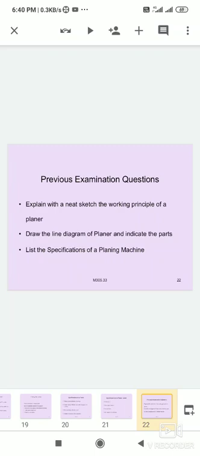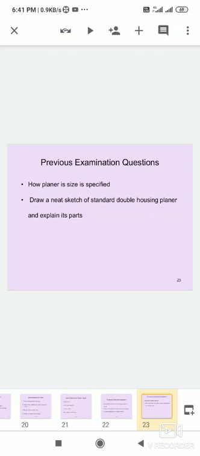And these specifications are: stroke length or size of the table, horizontal distance between the housings, vertical distance between the cross rail and the table, speed ranges, feeds, power input, floor space required, type of drive. These specifications are important. In the exam, the specifications of a planing machine are also very important, and how a planer is specified. These are important for a short question.